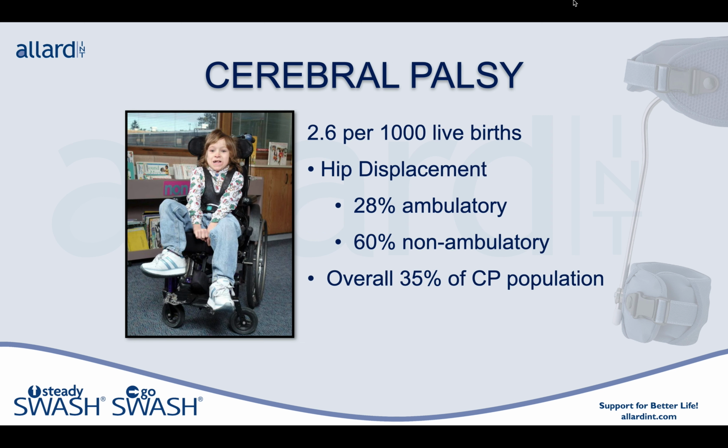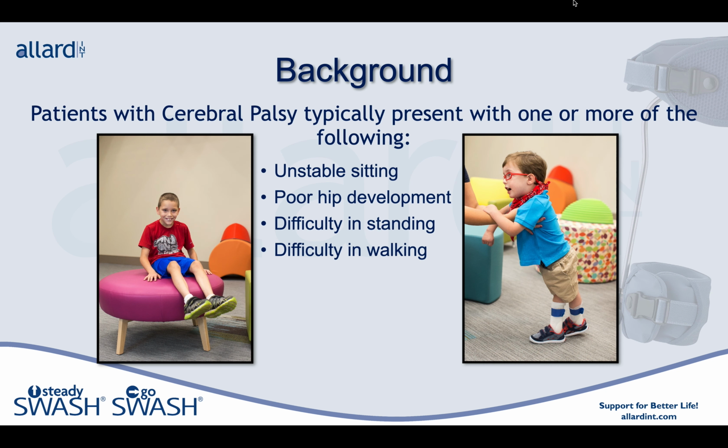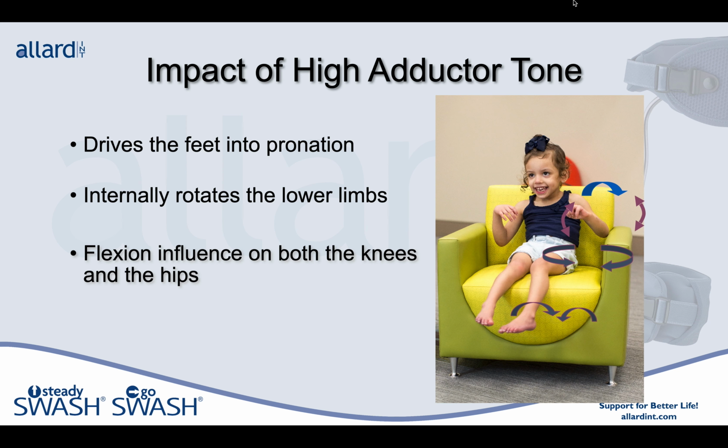Cerebral palsy is a huge patient population with significant hip displacement issues secondary to high hip adductor tone. It's especially true in the non-ambulatory patient population. Patients with CP usually have one or more of the following. They're unable to sit independently, they have poor hip development, they have difficulty in standing, and difficulty in walking resulting in scissor gait. High adductor tone is one of the most common and obvious symptoms of spastic cerebral palsy.